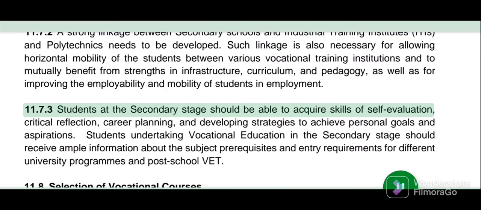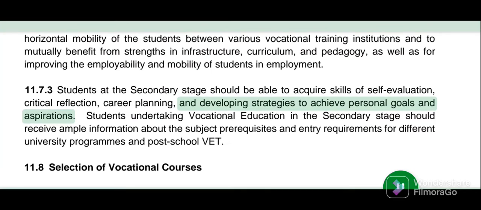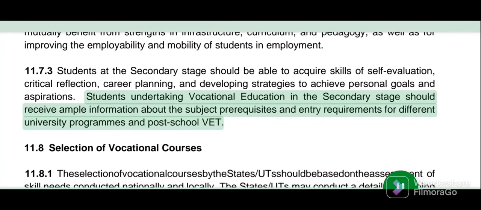11.7.3 Students at the secondary stage should be able to acquire skills of self-evaluation, critical reflection, career planning, and developing strategies to achieve personal goals and aspirations. Students undertaking vocational education in the secondary stage should receive ample information about the subject prerequisites and entry requirements for different university programs and post-school VET.